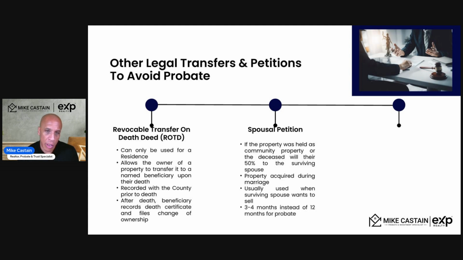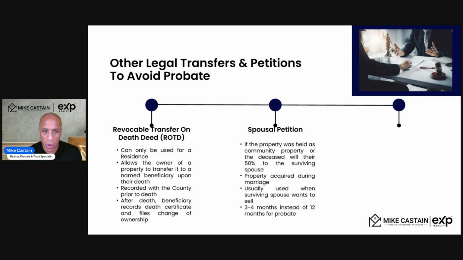The next type of petition we'll talk about to avoid probate is called a spousal petition. This is where the property was held as community property, or the deceased willed their 50% to the surviving spouse. And again, for community property, the property needs to be acquired during marriage. And this legal maneuver is usually used when the surviving spouse wants to sell at the time of the deceased spouse's death or shortly thereafter.